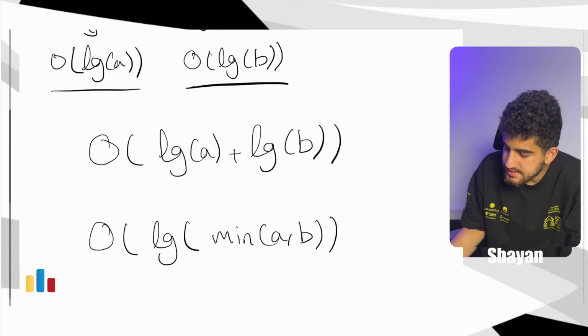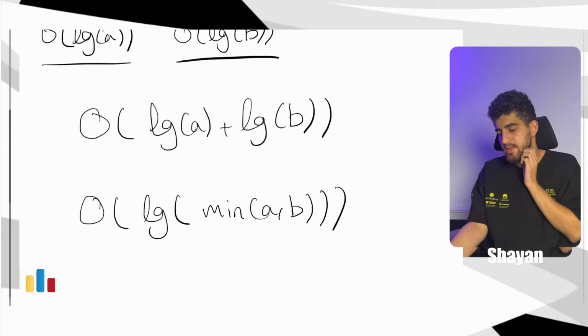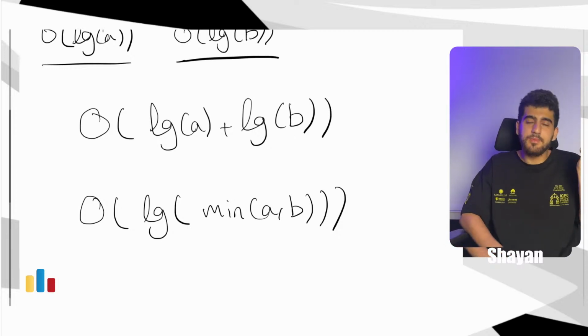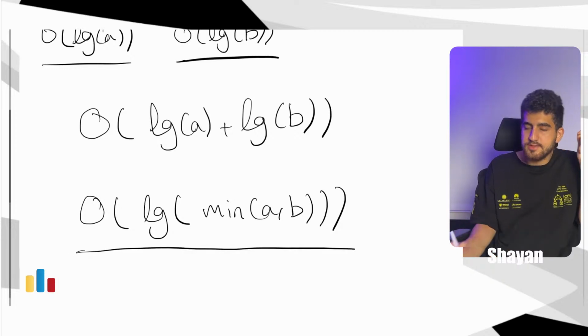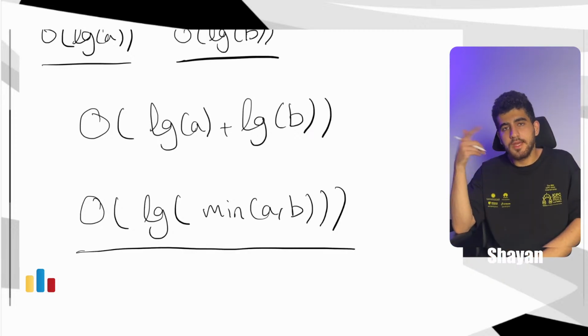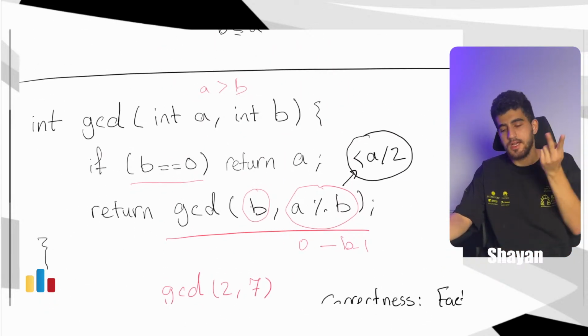This is for the case that a and b have different bounds. For example, assume that a is a small number, but b can be a very large number. In this case, it's important to show that it's going to be O of log of minimum of a and b. And why is that? The point is that numbers will alternate. I mean, first a is the first one, then b is the first one.